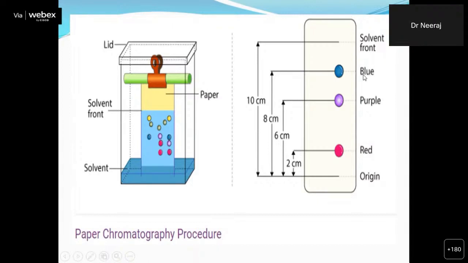So this is the interpretation. If the solvent is non-polar, then we have the early stain, middle stain, and late stain. The early stain is always opposite to the solvent.